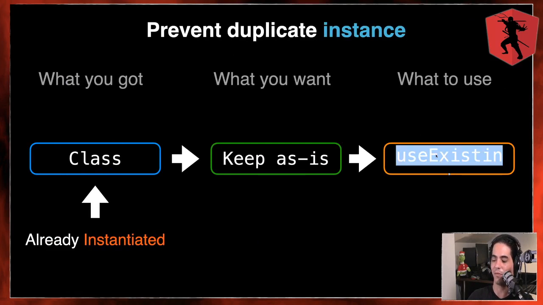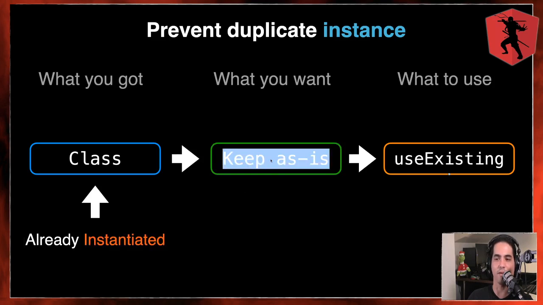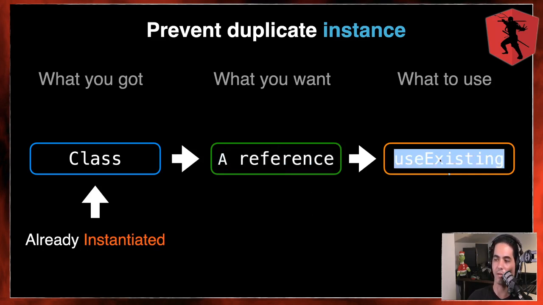And like I promised you before, this is going to be live sliding. You've got a class which is already instantiated. You want to keep it as is, don't do anything, all right? Just give me a reference. What you want, a reference. And actually I even want a smaller font. So use existing. And this is enough for today.